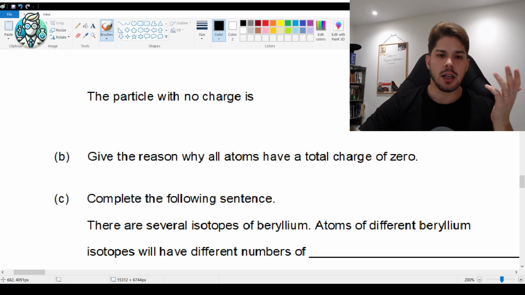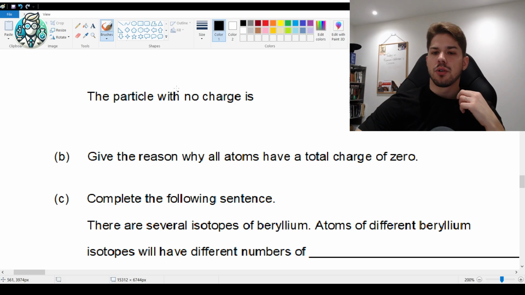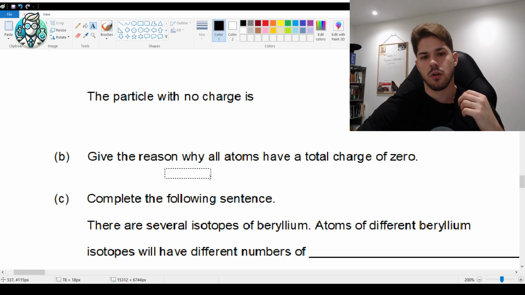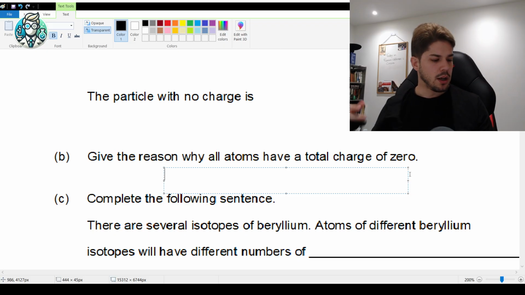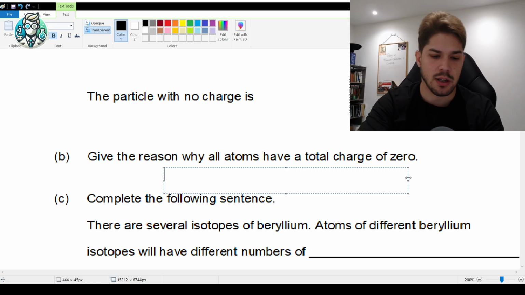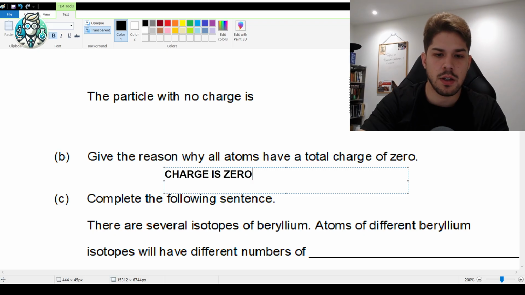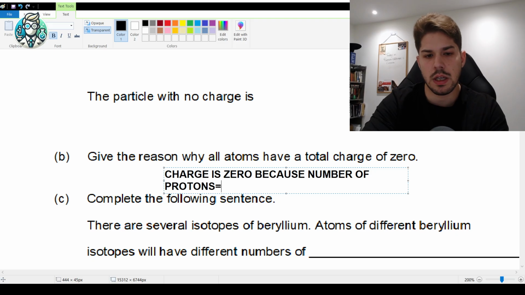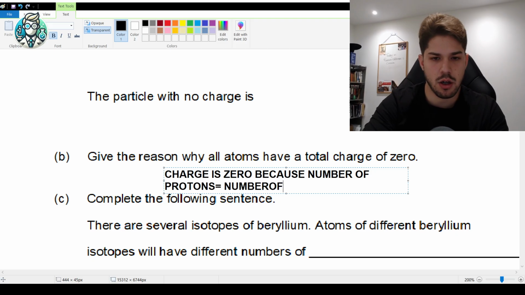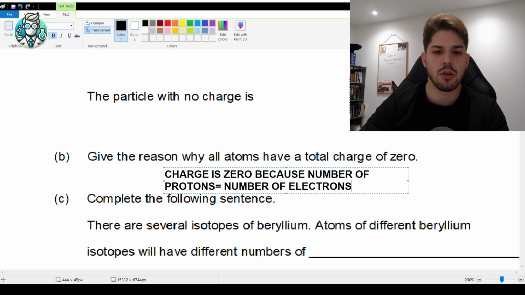Easy. Give the reason why all atoms have total charge of 0. There are 2 charges, positives and negatives. Positives given by the proton, negatives given by the electron. Normally, if the atom is neutral, is because the amount of protons is equal to the amount of electrons. That's what we're going to write. Charge is 0 because number of protons is equal to the number of electrons. Okay?